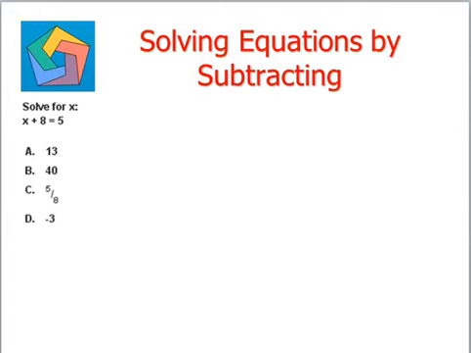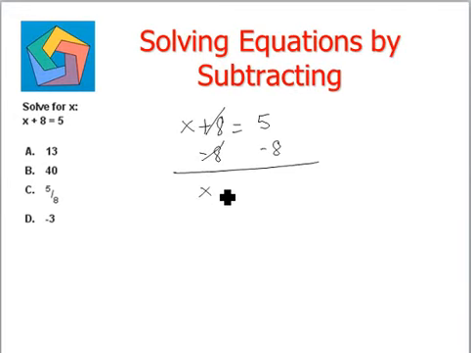Let's try another question. Solve for x and we're given x plus 8 equals 5. Our procedure remains the same. Subtract whatever is added by an equal value. So we subtract 8 from both sides. A positive 8 minus 8 is 0.